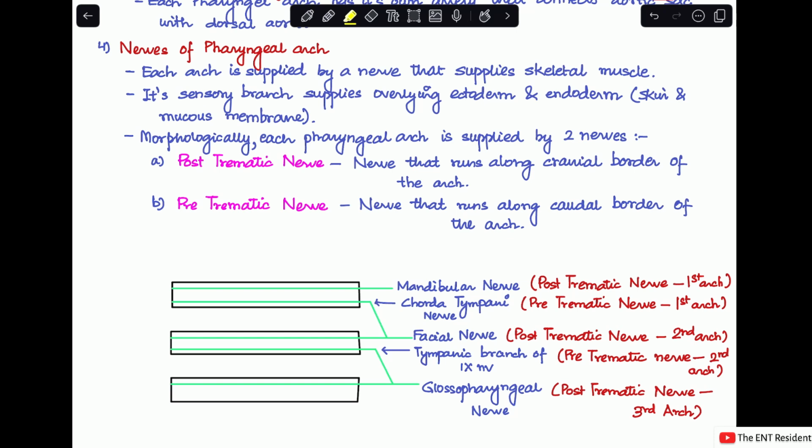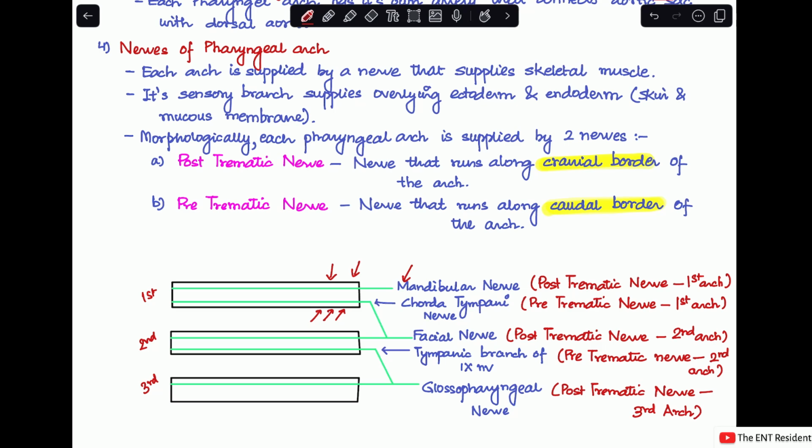Now, what is a post-trematic nerve? A post-trematic nerve is the nerve that runs along the cranial border of the arch, whereas a pre-trematic nerve is the nerve that runs along the caudal border of that arch. So I've made an image over here. This one is the first arch, this is the second arch, and this is the third arch. You can see the nerve that is running along the cranial border is the post-trematic nerve of the first arch, and this is the mandibular nerve. Whereas the nerve which is running along the caudal border of the first arch is the chorda tympani nerve. The chorda tympani is the pre-trematic nerve of the first arch.